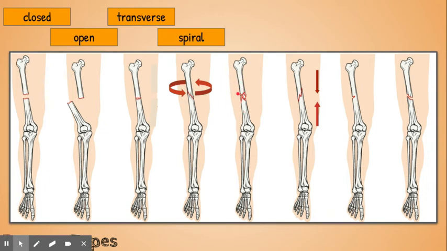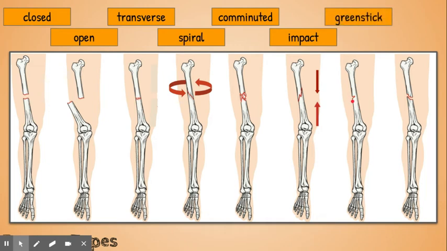One that is shattered, like this one, is a comminuted fracture. This one with the pressures going in opposite directions means that we have applied too much pressure, so this is an impact fracture. One that does not go all the way through is a greenstick fracture. And one that is angled is going to be an oblique fracture.